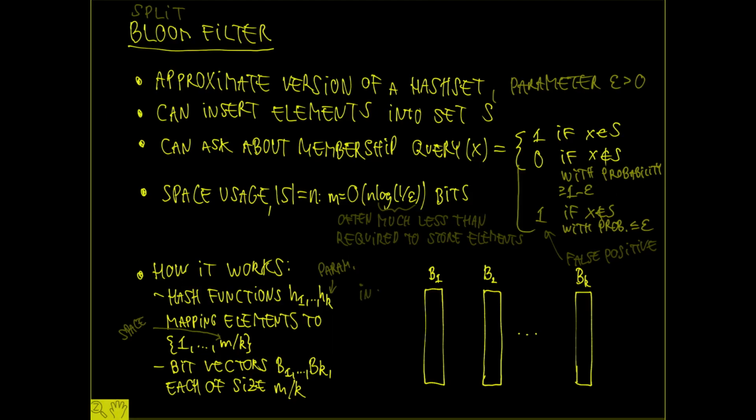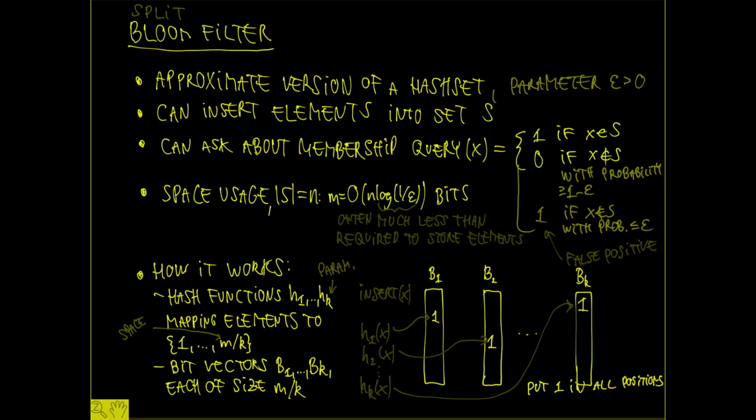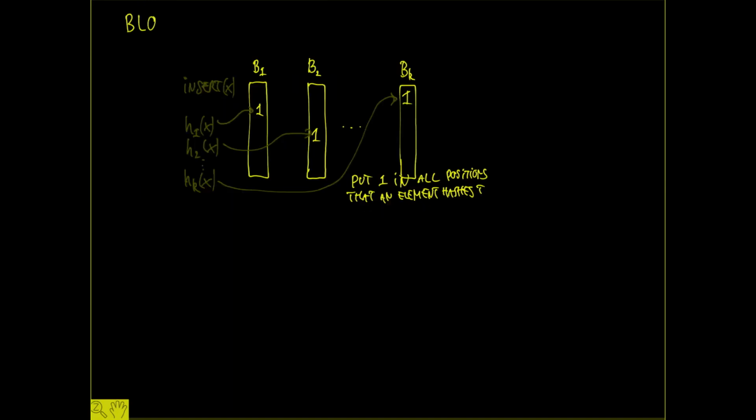The way we insert an element into the split Bloom filter is by evaluating all of the hash functions and using them to index the respective bit vectors. And we simply put a 1 in all of those positions where x hashes to. So in the end we are going to have a 1 in exactly those positions that some element hashes to. Some positions might have 1s set several times, of course, but that's fine. Okay. So what about queries?